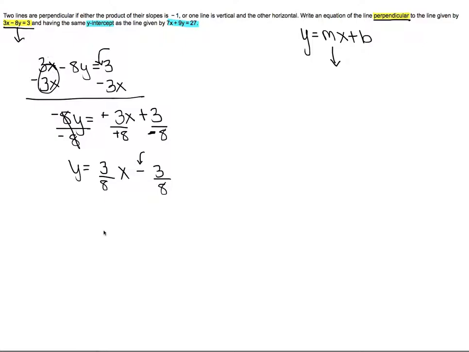Okay, so this line is now written in y equals mx plus b form, and the slope is just the number, or the fraction in this case, in front of the x. So the slope is this 3/8. Now, the slope of the line that we're creating is going to be perpendicular to this line. So that means that the slope of our line is going to be the negative reciprocal. That's how you find the slope of a perpendicular line. You take the negative reciprocal.